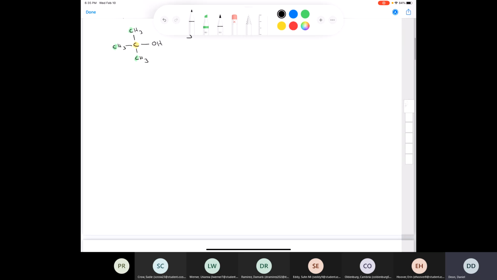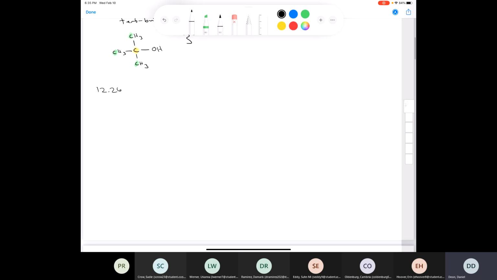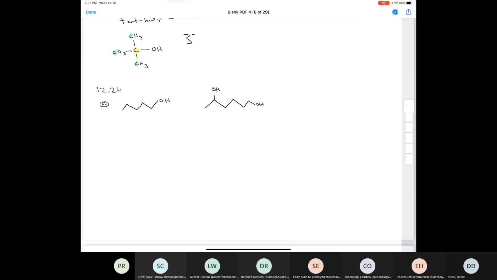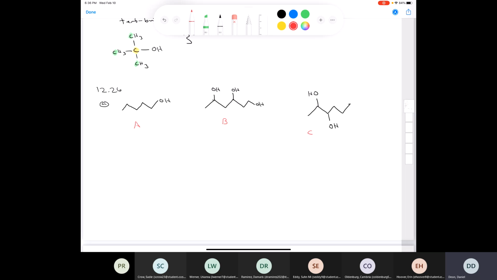Question 12.26A. The question asks us to arrange the 3 alcohols in each of the following sets in order of increasing solubility in water. So we have this alcohol, and this alcohol, and then finally we have this alcohol. Why don't we call them A, B, and C? And we want to rank them from least soluble in water to most soluble in water.